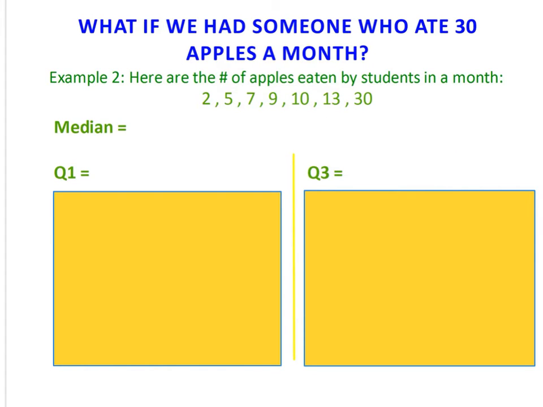So what if we had someone who ate 30 apples a month? What if we had someone who ate an apple a day? This is a new example because I have this person who ate 30 now instead of 16. The median of this data set is still 9. It's still the midpoint. 9 is the middle. It has 3 numbers below it, 3 numbers above it. So my median is 9.